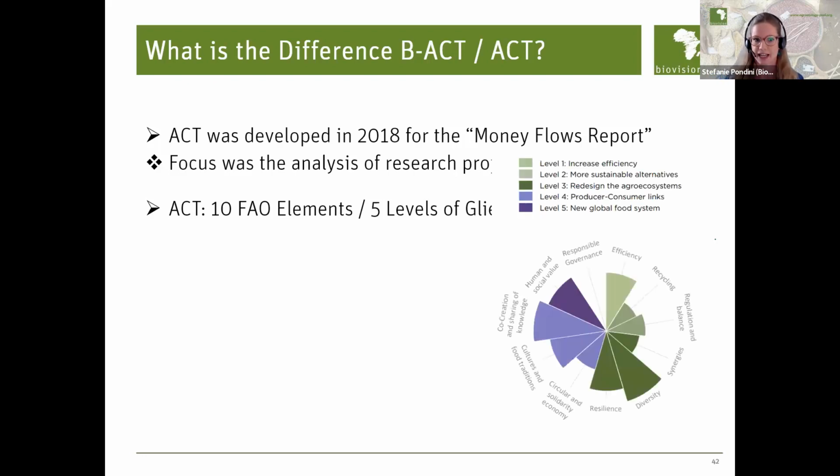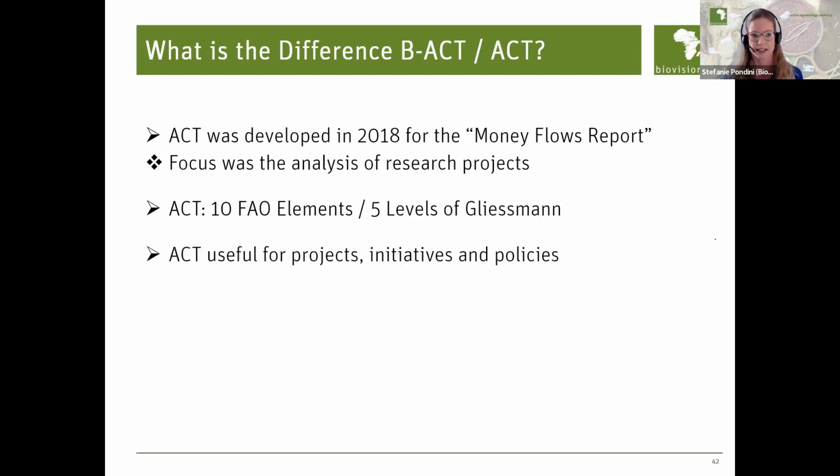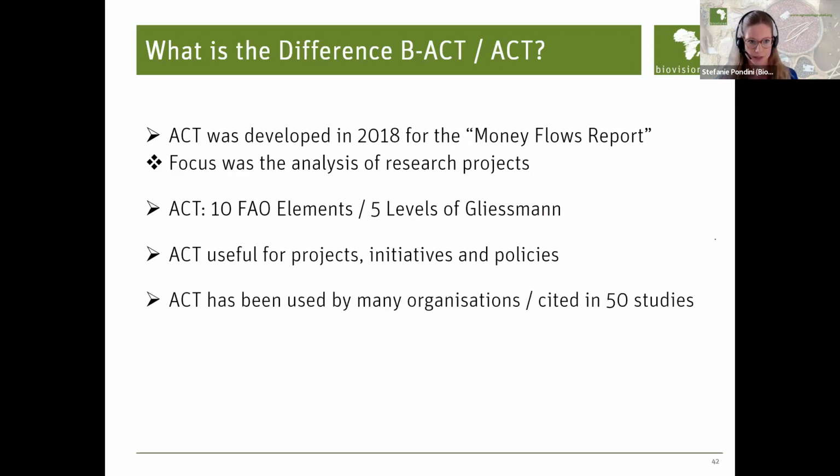Next, Samira. Yes, exactly. And this is how an ACT results diagram looks like. I think Elian will show a bit more later on, so I don't talk about that. But you see nicely the FAO elements and the levels of Gliessman. Next. The ACT is very useful to assess projects, initiatives, policies, how they contribute to agroecology, how they are aligned with the elements. And the ACT so far has been used by many organizations and has been cited in more than 50 studies, and many methodologies of donors like IFAD, SDC were derived from the ACT. So they used ACT as an inspiration, which is really nice to see.